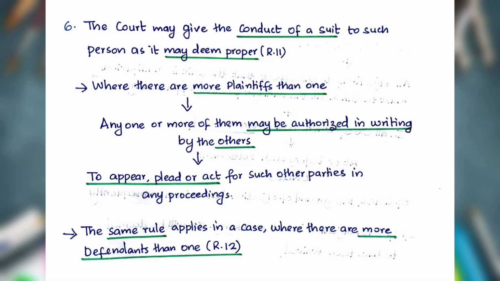And the last miscellaneous provision, number 6. The court may give the conduct of a suit to such persons as it may deem proper, which has been provided under Rule 11. Where there are more plaintiffs than one, any one or more of them may be authorized in writing by the others to appear, plead, or act for such other parties in any proceedings. The same rule applies in a case where there are more defendants than one, which has been provided under Rule 12.